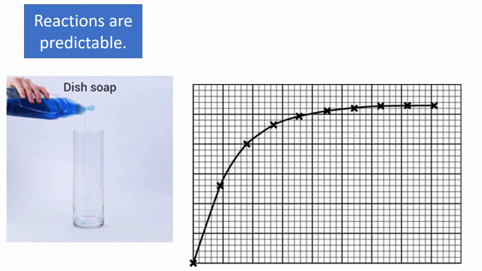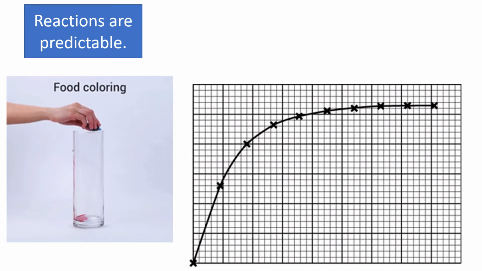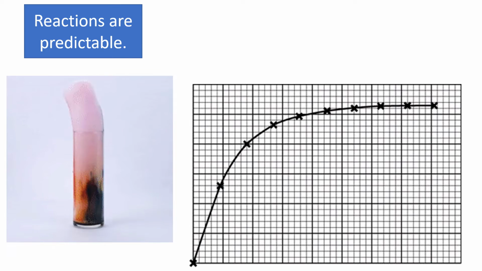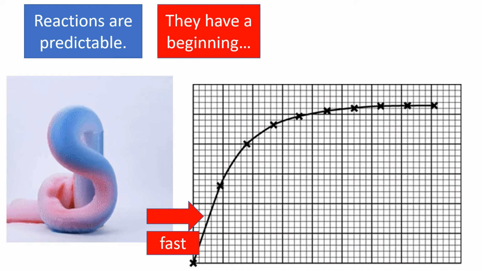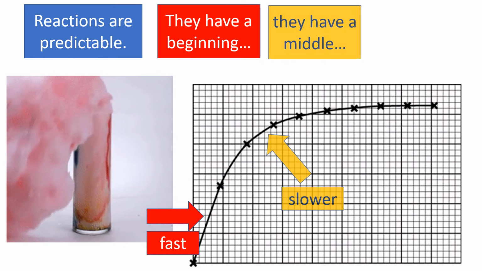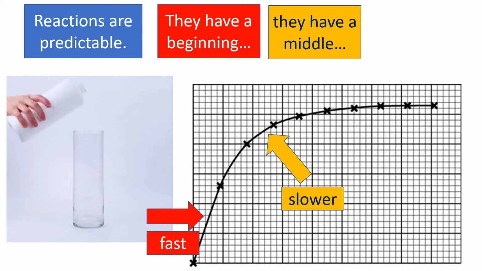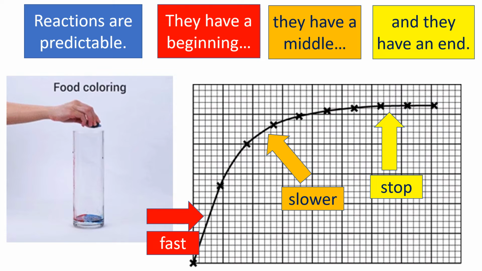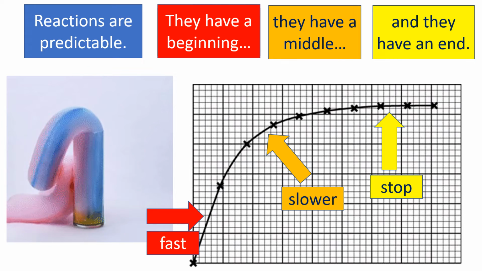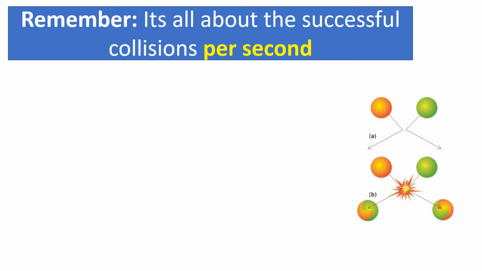Okay, so let's look at this graph again, because this is the point of this lesson. I'm telling you all reactions are very predictable. We know they have a beginning, and we know that's going to be fast. That's why it's got a steep line. We know that we have a middle where it curves round, which means the reaction is slower. And we have an end, which is when it flatlines and the reaction has stopped.